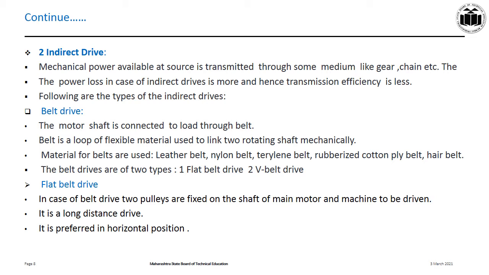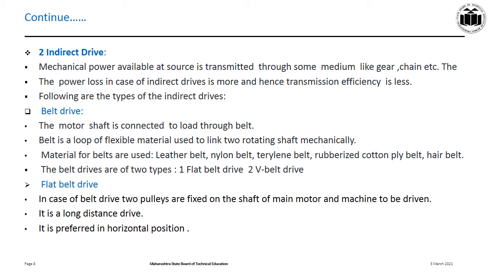Following are the types of indirect drive. First of all, belt drive. So the motor shaft is connected to the load through a belt. So what is a belt? So belt, it is a loop of flexible material used to link the two rotating shafts mechanically. The materials for the belt may be made up of leather, nylon, terylene, rubberized cotton, hair belt, etc.